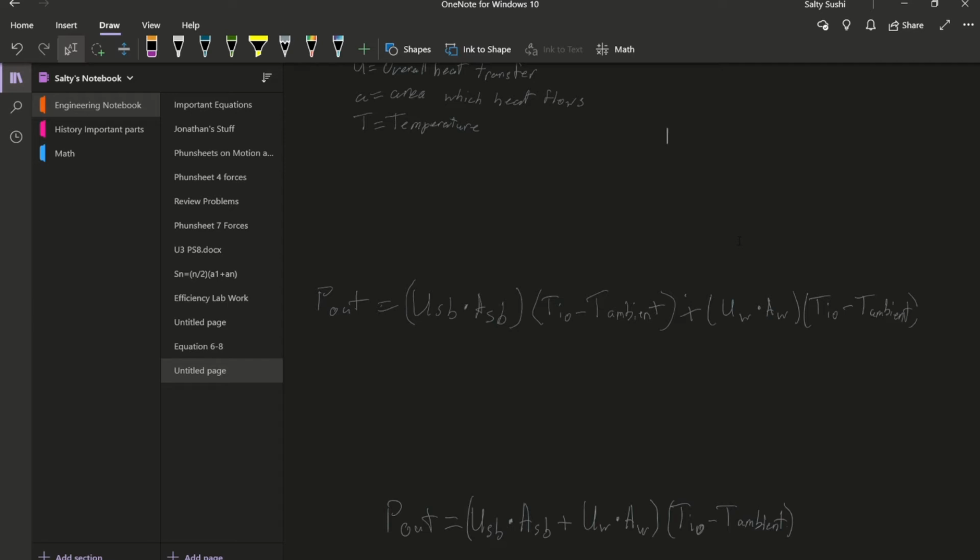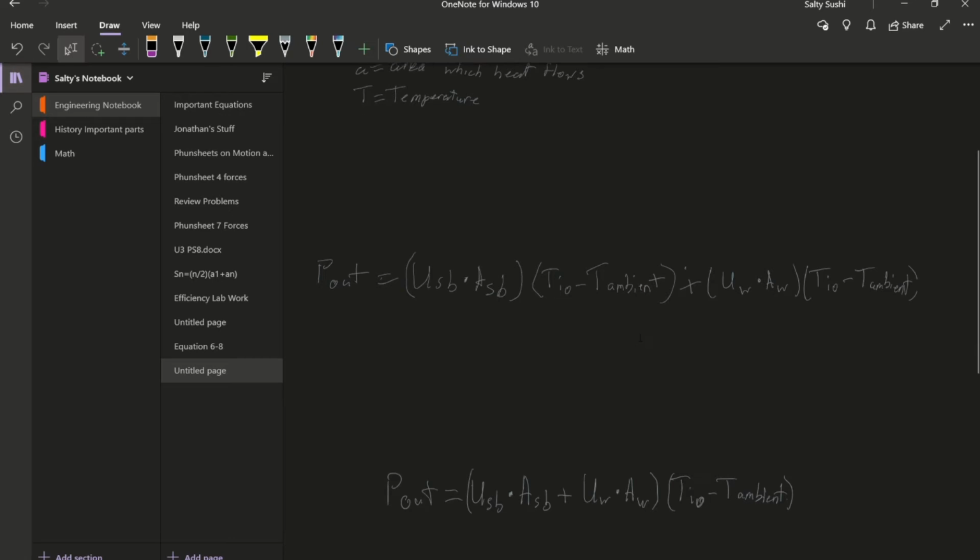Now, why this is split up this way is because the window and the sides and base of our oven are most likely going to be made out of different materials. And so we have to account for the different heat transfers and the areas of these different materials between the base and the window, as the window's area is probably a lot smaller than the area of the sides and base.